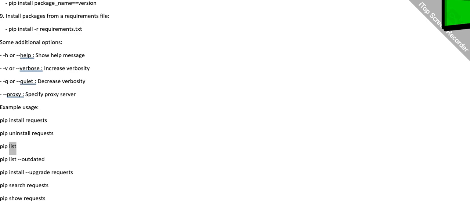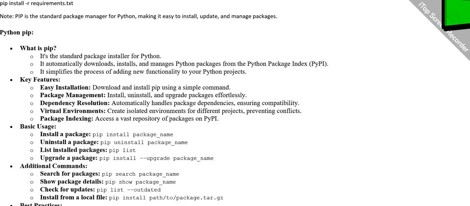pip list. pip list --outdated. pip install --upgrade requests. pip search requests. pip show requests. pip install requests==2.28.1. pip install -r requirements.txt. Note, pip is the standard package manager for Python, making it easy to install, update, and manage packages.